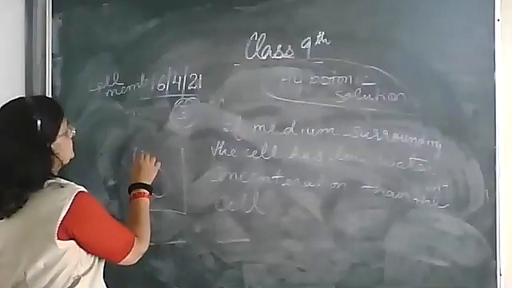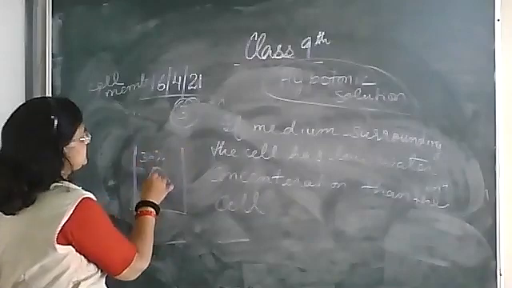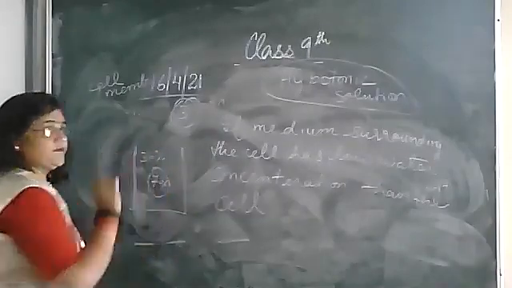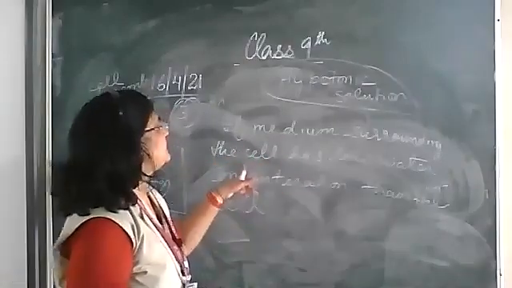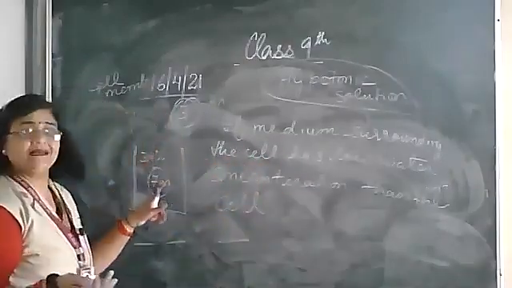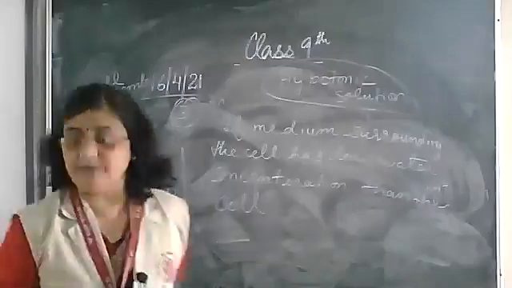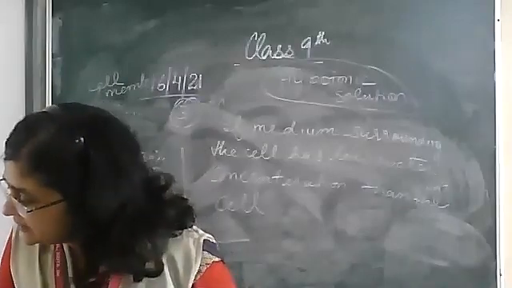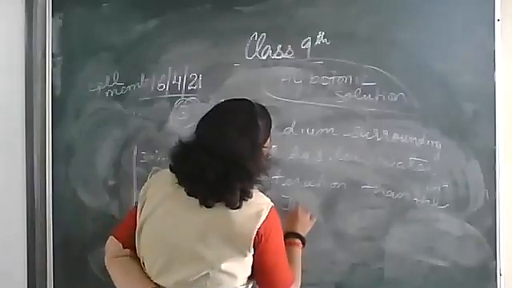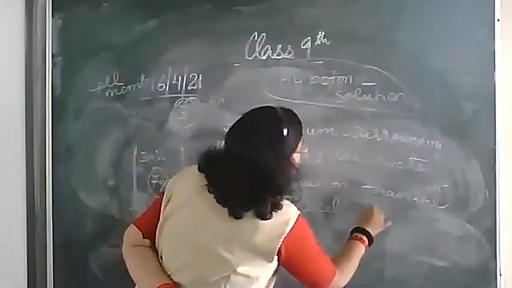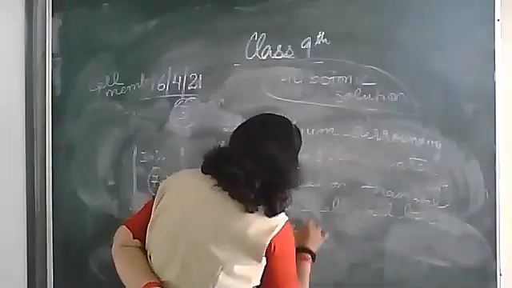Say the water concentration outside is 30%, and in the cell it is 70%. What will happen? The cell has 70% water, the medium has only 30% water. So the cell will lose water by osmosis.